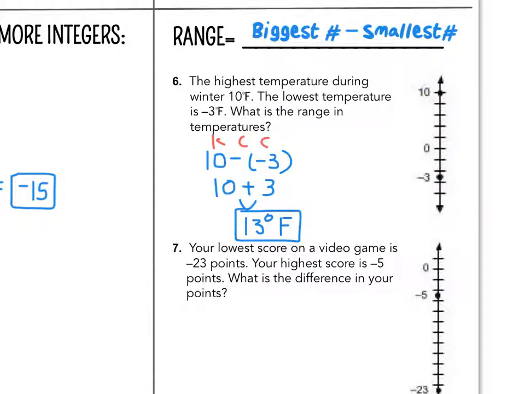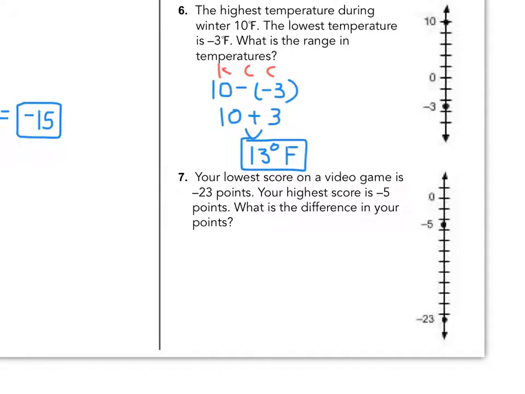Okay, let's take a look at the second problem, number 7. On number 7, it says your lowest score on a video game is negative 23 points. Your highest score is negative 5 points. What is the difference in your points? Okay, so you're going to take and look at this picture right here. I drew a number line here so you could see that the bigger number is not negative 23. Negative 23 is smaller. It's going way below. The bigger number is the number on top. It's negative 5.